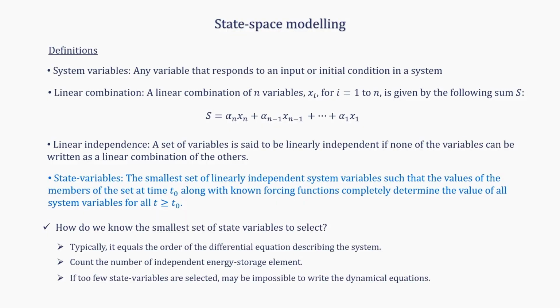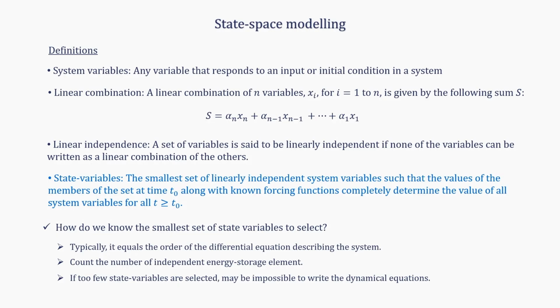The other option is that if you look at the system, find out the energy storing elements of the system. The number of energy storing elements in a system will give you the number of state variables. So, if there are 3 energy storing elements, then there will be 3 state variables. Now, in case you by mistake select fewer than the number of energy storing elements or fewer than the order of the differential equation, then you will not be able to write down the differential equation for the entire system. So, whatever differential equation you write will not represent the entire system.